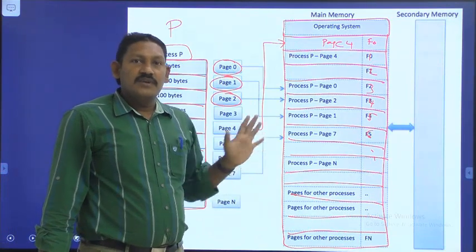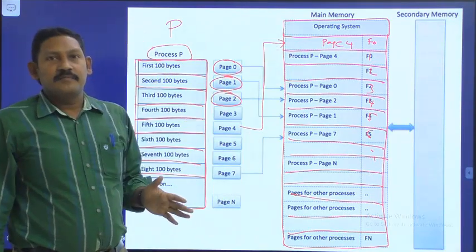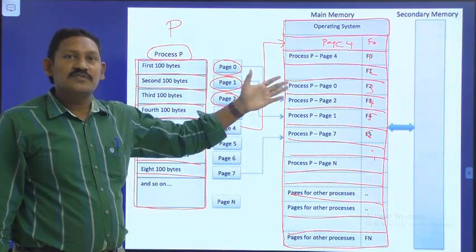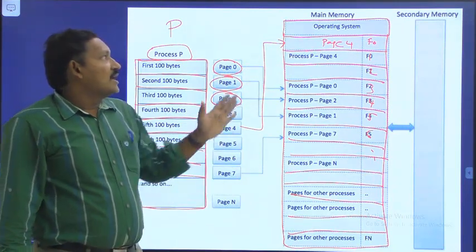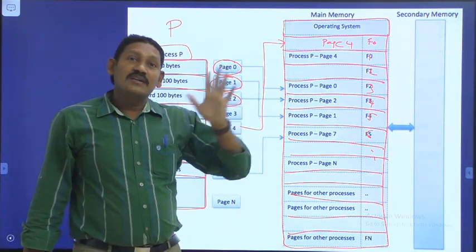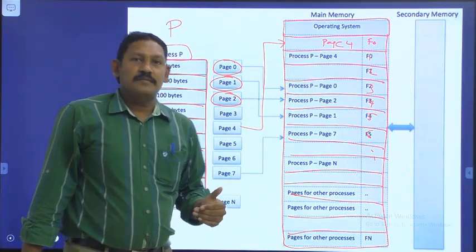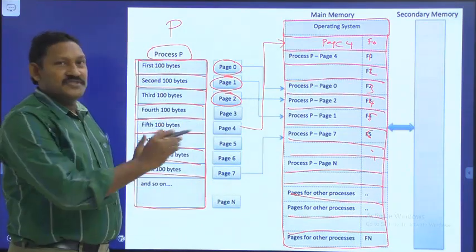The remaining we need not store in the main memory. Only the pages which we need to execute, only those pages we will place them. The remaining unwanted data or pages we will place in the secondary memory. Right. This is the rough structure.